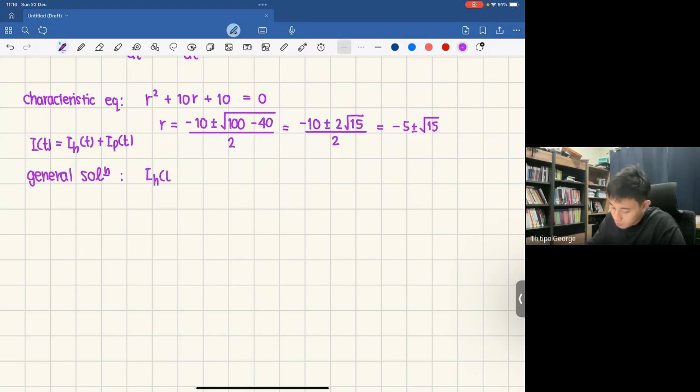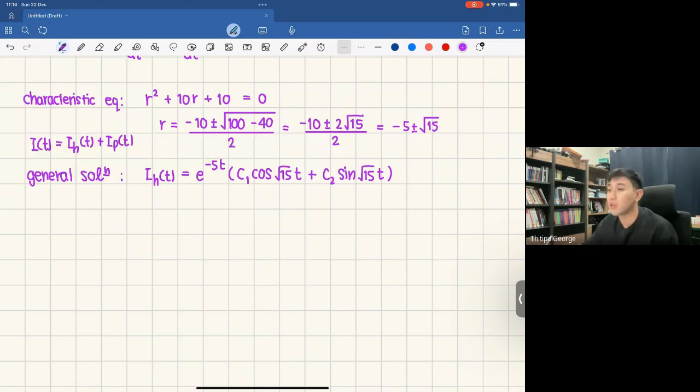So what we'll get first is e to the -5t, times c1 cosine of 15t plus c2 sine of 15t. This one is our homogeneous solution part, the homogeneous part. And then we need to solve for the particular solution.